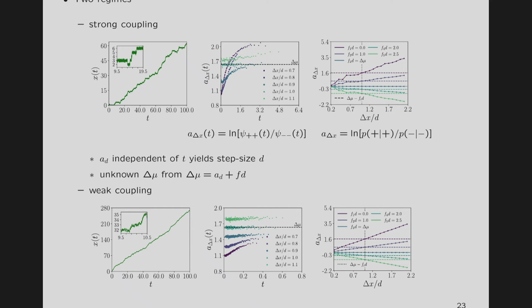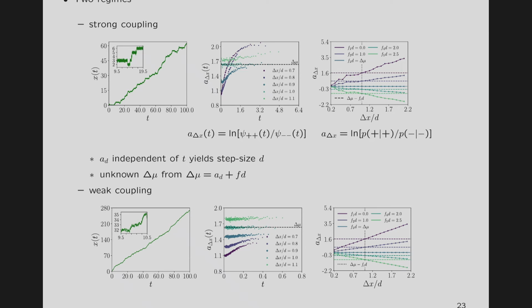You can also look at the log ratio of the probability of having 2 plus transitions compared to 2 minus transitions. And then you plot this as a function of the delta x compared to the true step size. It should become constant when you choose the correct step size. And then you actually get the delta mu from such data.